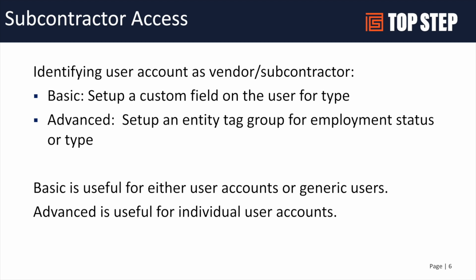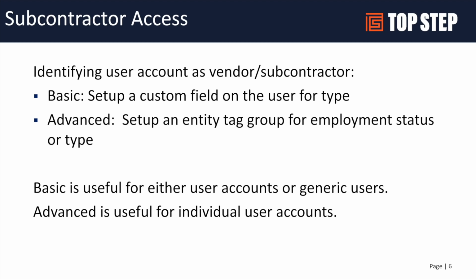Entity tags allow you to create a custom drop-down list of, in this case, employment statuses, and then timestamp those. So if a contractor is a contractor between January and March, you can mark them through an entity tag as an active contractor between those dates. And then when you do your reporting, you can include or exclude contractors based on that information.